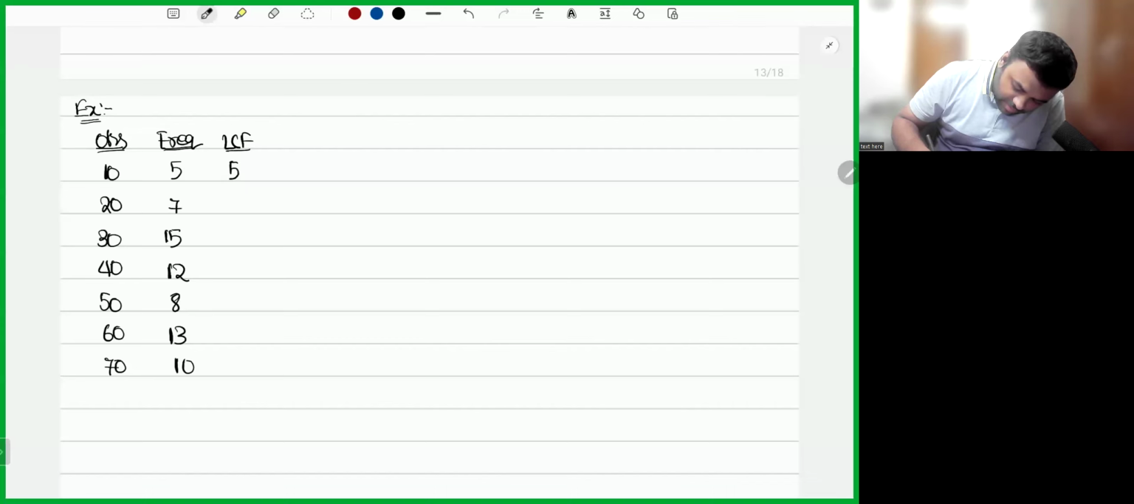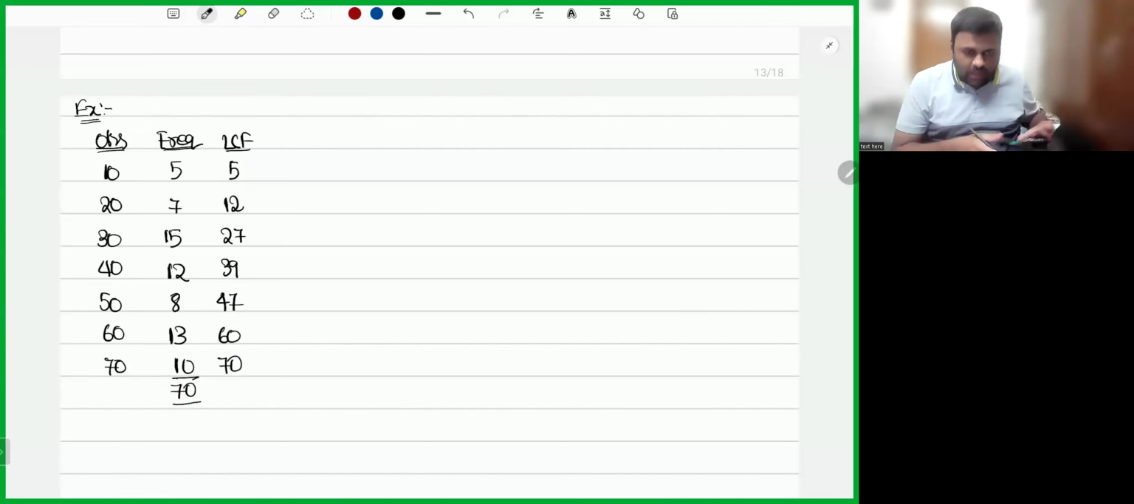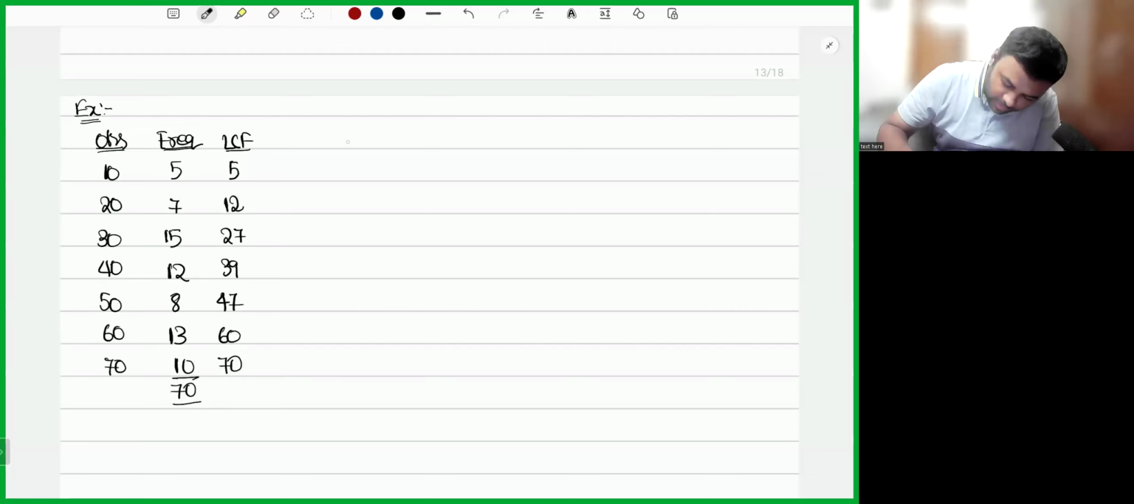5, 5 plus 7, 12, 12 plus 15, 27, 39, 47, 60, 70. So total is 70. I hope the total is 70, correct? Let's check. 5 plus 7 plus 15 plus 12 plus 8 plus 13 plus 10. Yes, total is 70. Now see here how to calculate.